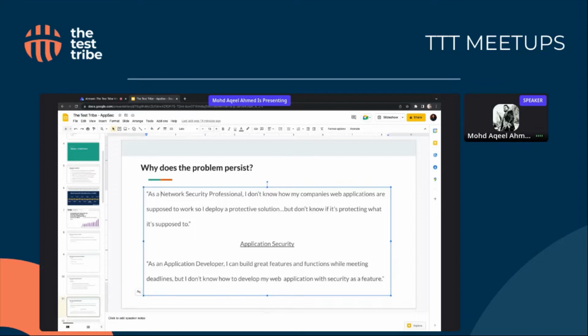The application layer itself is a great attack vector for any adversary to get into any organization. It is the first thing that an attacker will look at. And as a developer, he says, I can build great features and functions, but I don't know how to develop my application with security as a feature. So these are some of the problems.